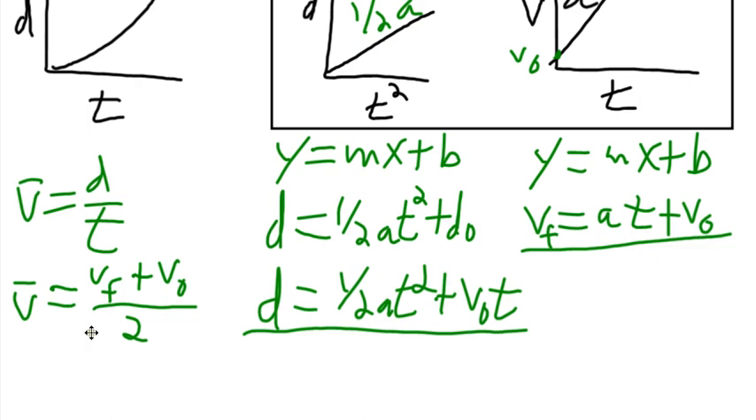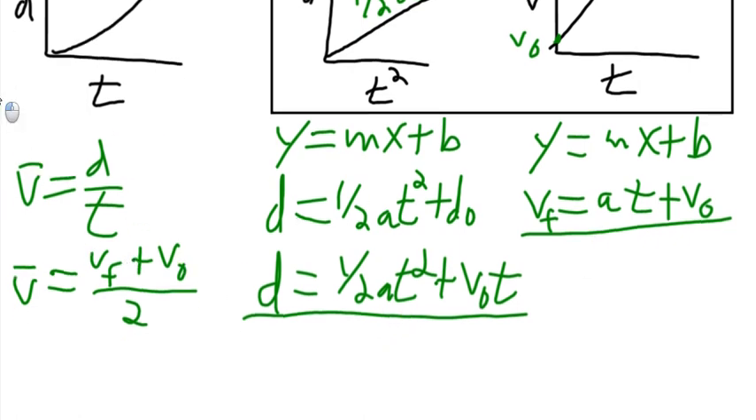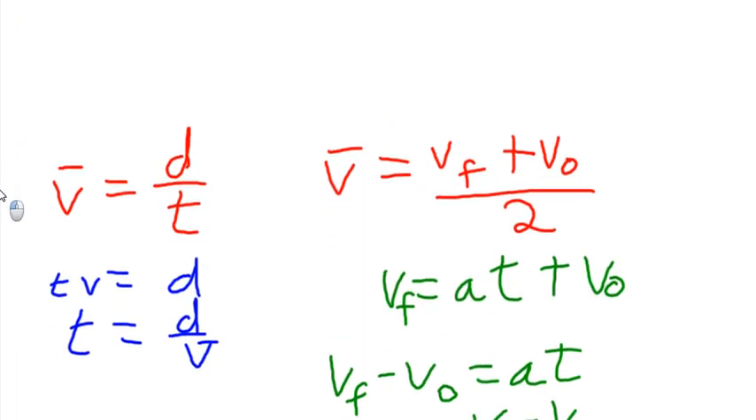Now, for both of these, the assumption is that our acceleration is constant. So we cannot use a variable acceleration, but for all the problems that we're going to be working on in this class, our acceleration will always be constant. Now, I'm going to show you a couple of derivations using these equations as well. So let's bring it down over here.